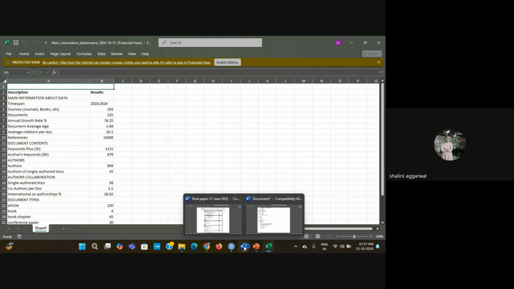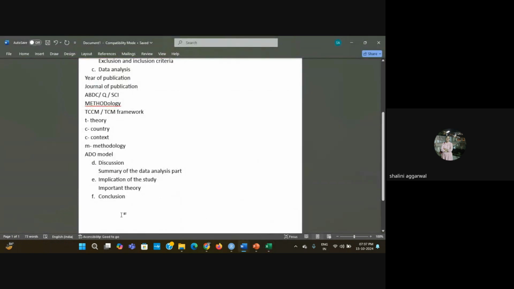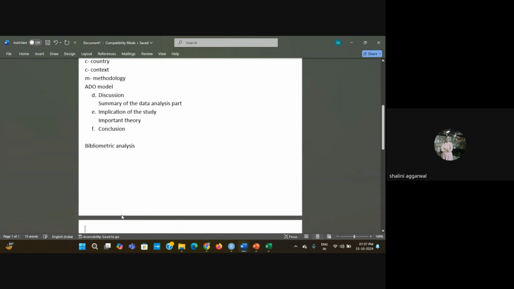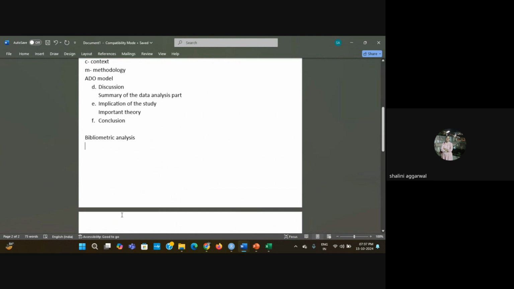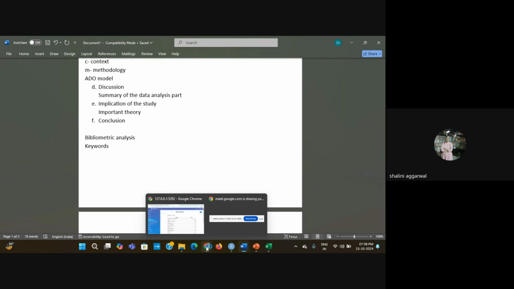So let me, one minute. Bibliometric analysis, right? So this is our main topic for today. So let me tell you how to start with it first. Again, what you have to do is think of some keywords. You have to think of some keywords. And the keywords, what you will be doing is, let me take you to this first.